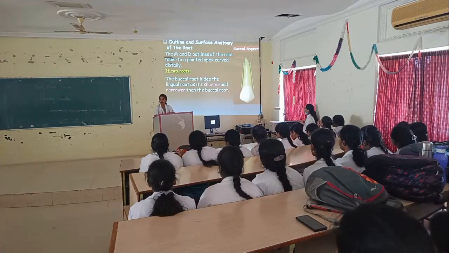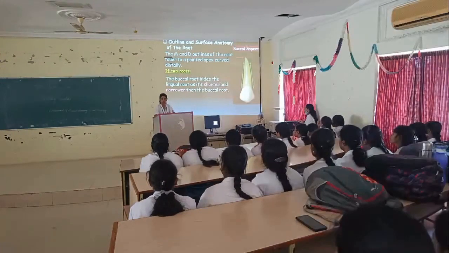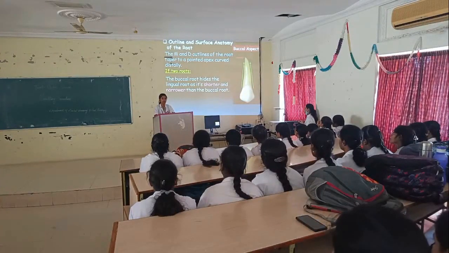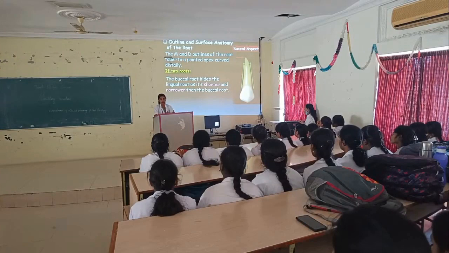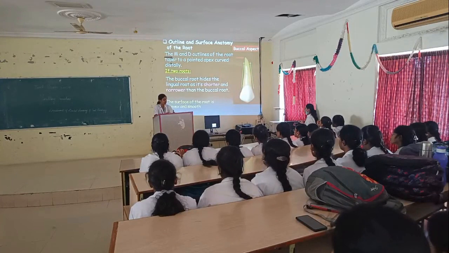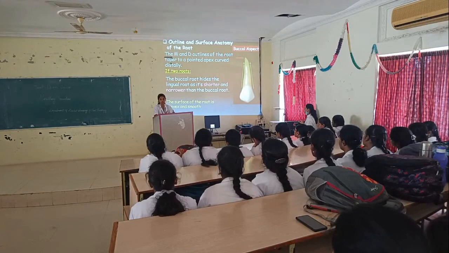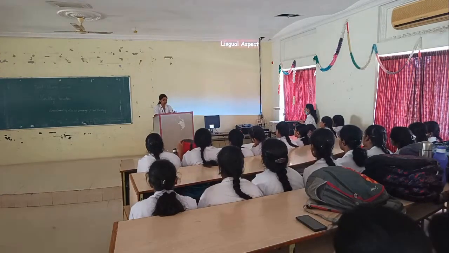Most probably all maxillary premolars will have two roots. In a rare scenario there will be one root. In case of two roots, the lingual root will be narrower and shorter than the buccal root. So in the buccal aspect, the lingual root cannot be seen. The buccal root completely hides the lingual root. The surface of the root is convex and smooth.